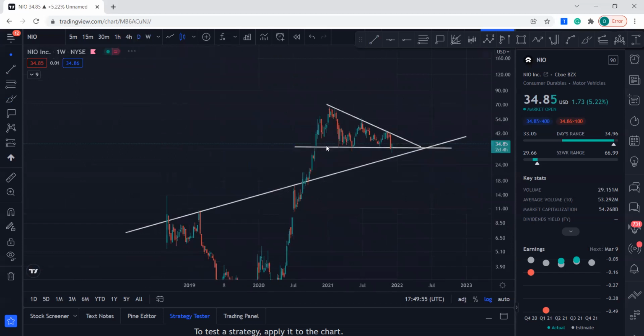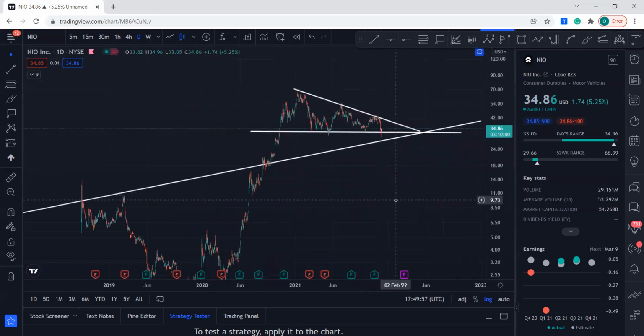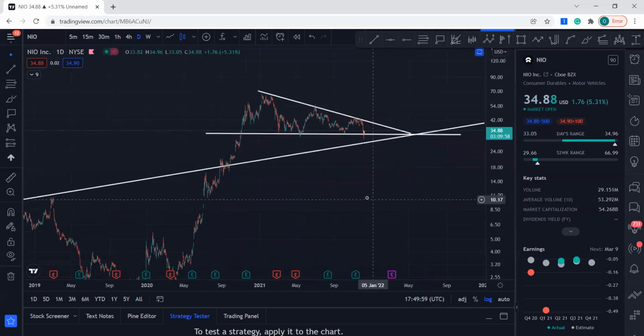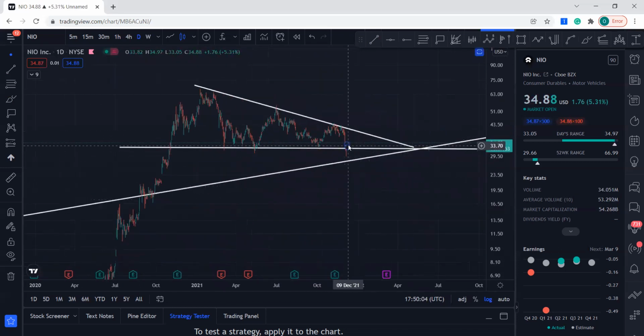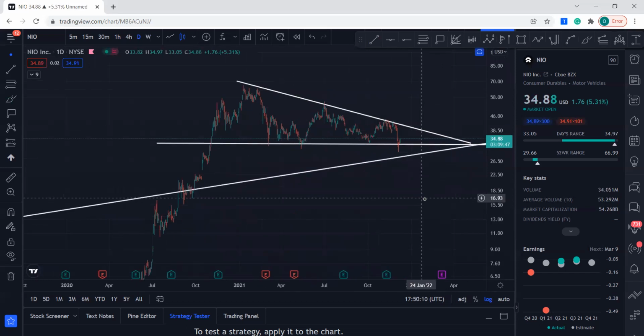Okay, and let me go to the daily time frame. Also, NIO Day is coming, so maybe that could be a big precursor to that big move. I think it's on December 18th, so keep a watch on that.